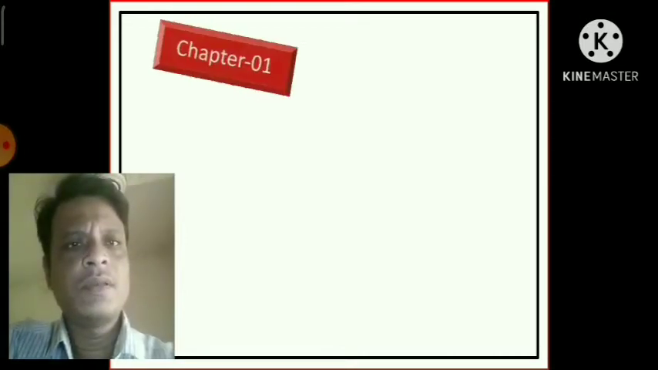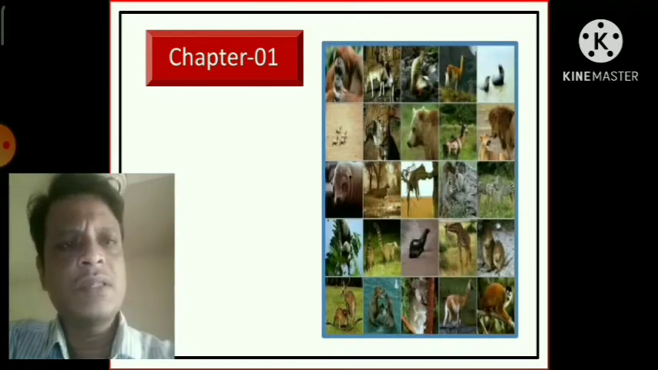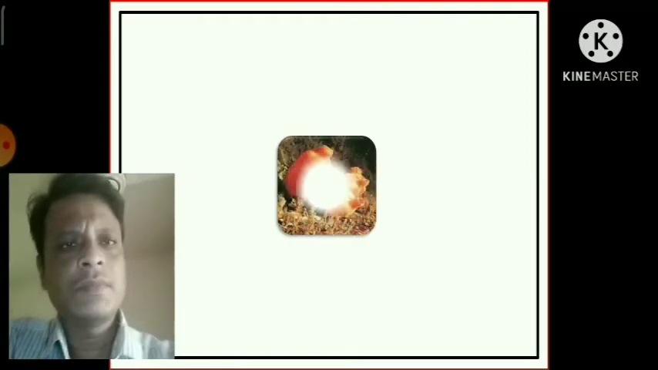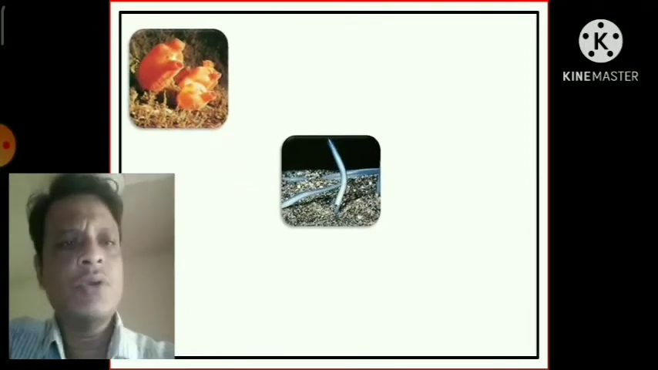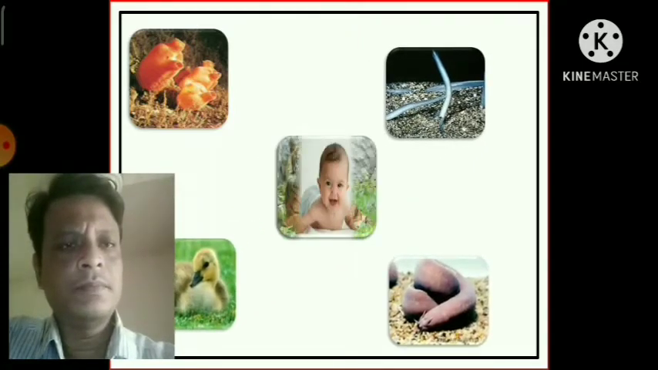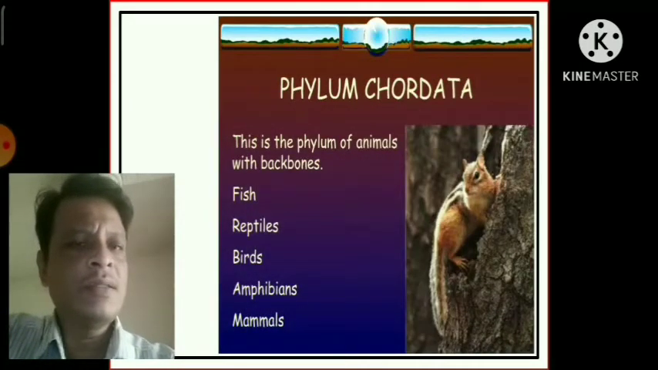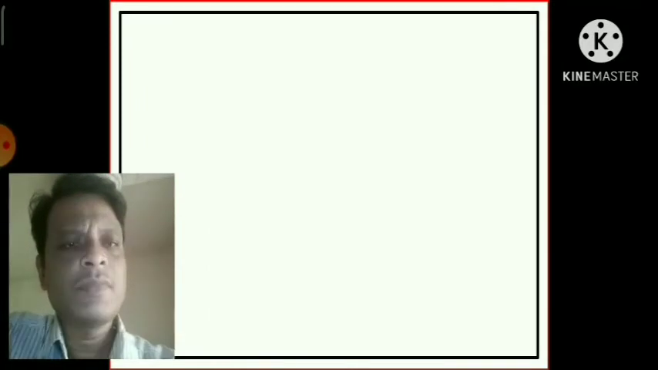Now let's discuss our today's class. Today I am going to discuss chapter 1, that is animal diversity and classification. You see here different types of animals belonging to the phylum Chordata. The phylum Chordata is the phylum of animals with a backbone: fish, reptiles, birds, amphibians and mammals.